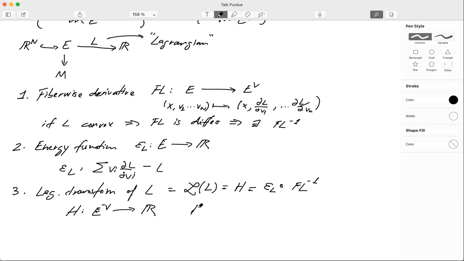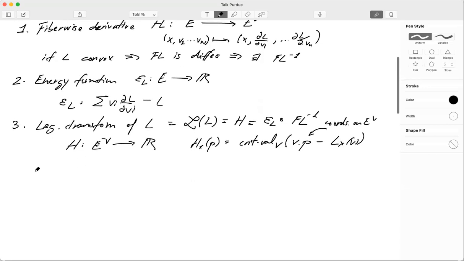Another way of writing this is that the value of H at a point is the critical value over v of v times p minus L_x of v. So v is the coordinates on E, and p is the coordinate on E dual, so this is a function of p. So what are some facts about this transform? Let's assume L is convex enough. If L is convex, then we have that H is also convex, fiber-wise.